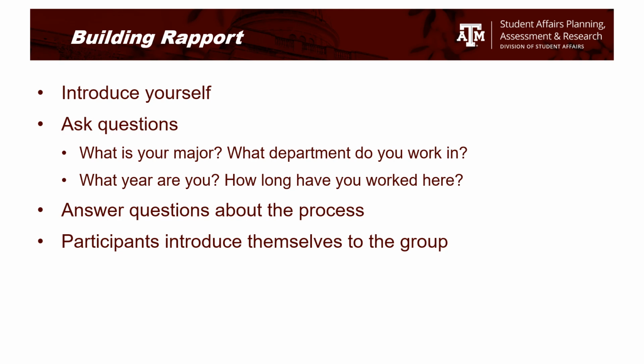As participants come into the setting, the facilitator should introduce themselves. They might ask easy questions such as majors and classification for students, or department and longevity of staff. The small talk will help people be comfortable. Once everyone is settled, the facilitator can explain the process and answer any questions the participants might have. Before the facilitator begins the official questions, the participants can introduce themselves to the group. You may want to have them create name tags if they don't already know each other.